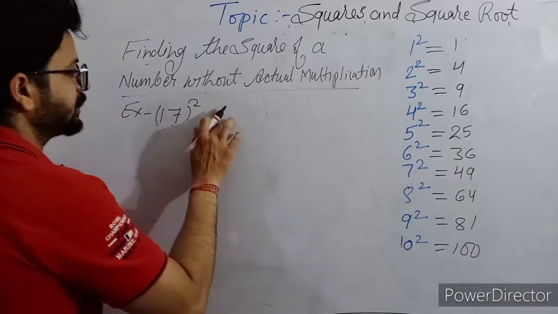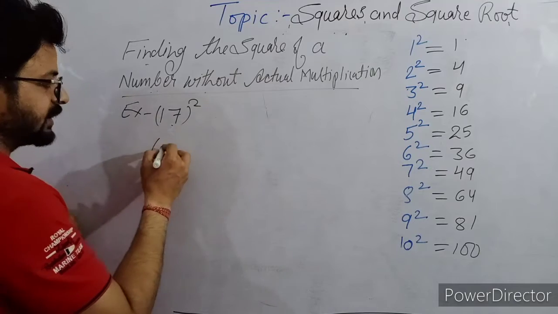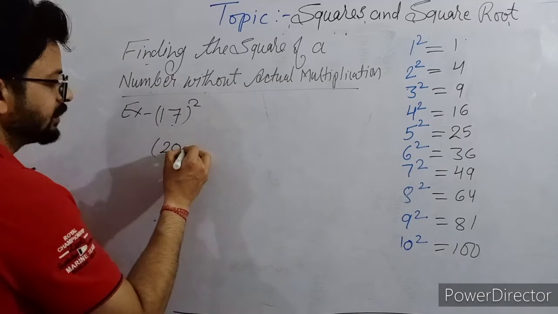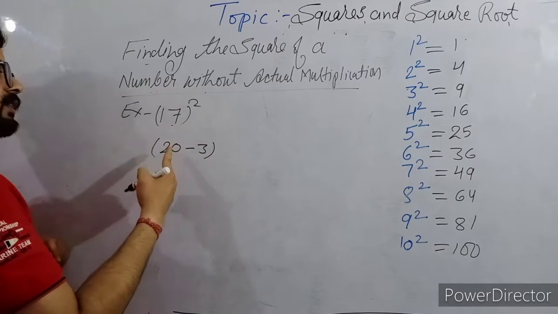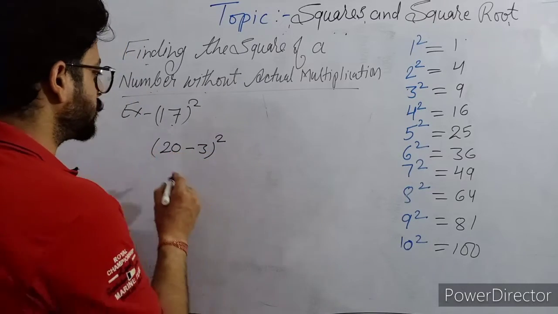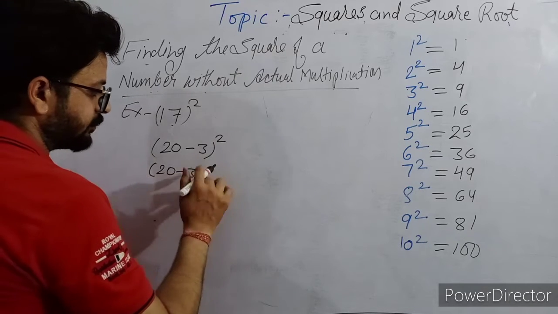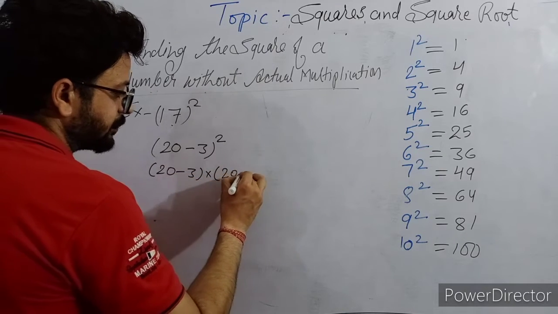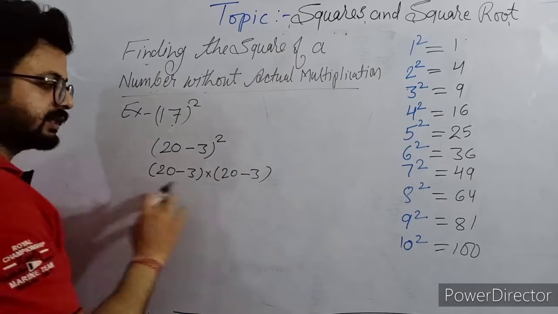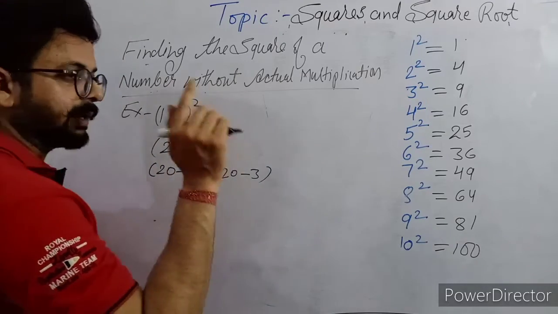Now without multiplication, you go to the nearest round number. The nearest round number near 17 is 20. 20 is near, minus 3, means 17 we can write as (20 minus 3) square. Square means this complete bracket two times. Now bracket multiplication, you know why we converted to this? Because with round numbers we can multiply easily.